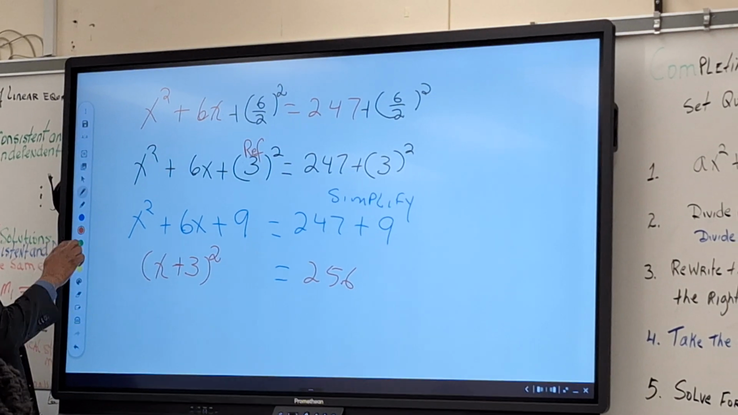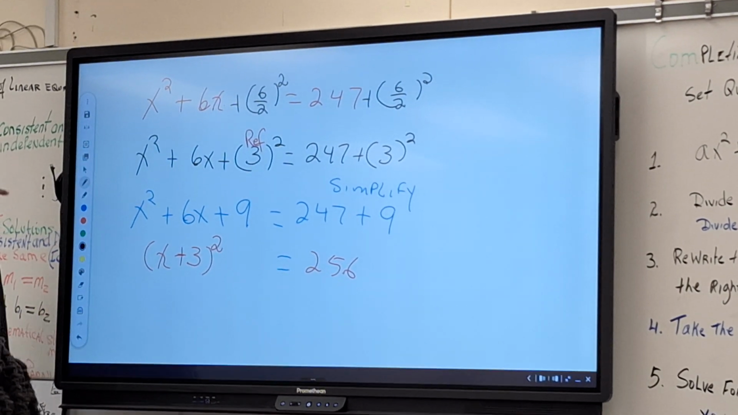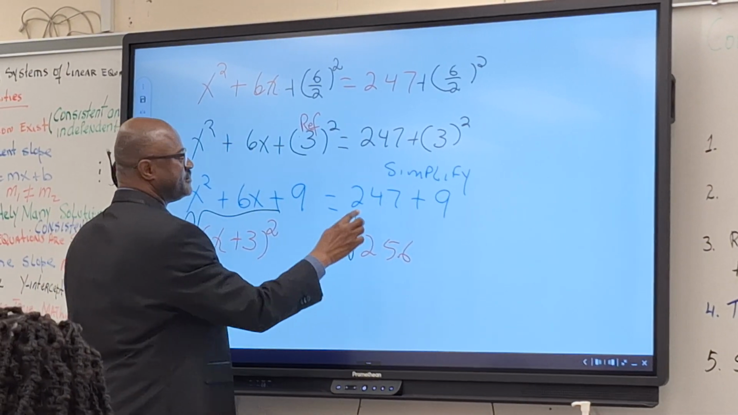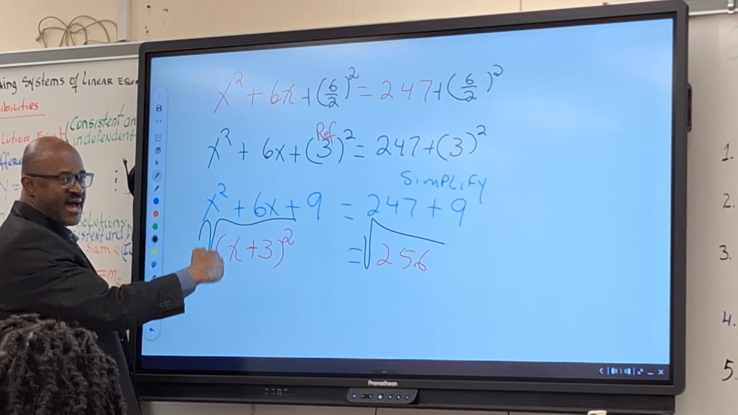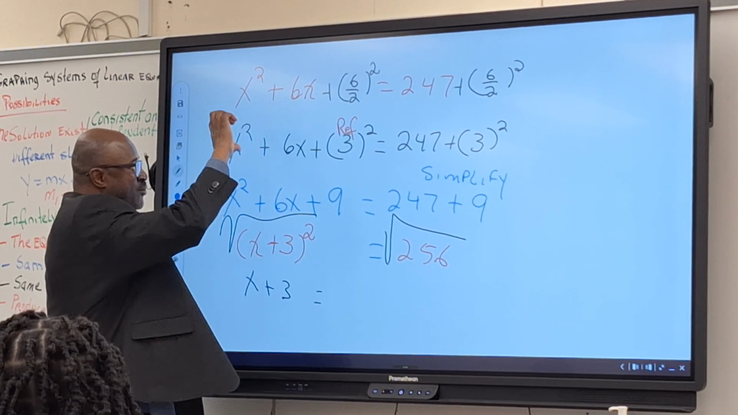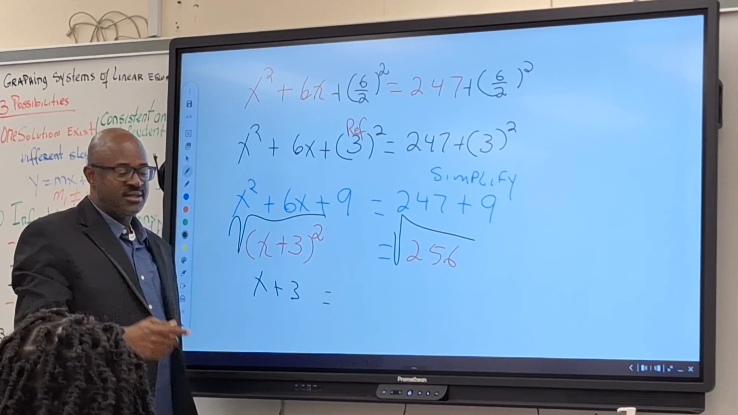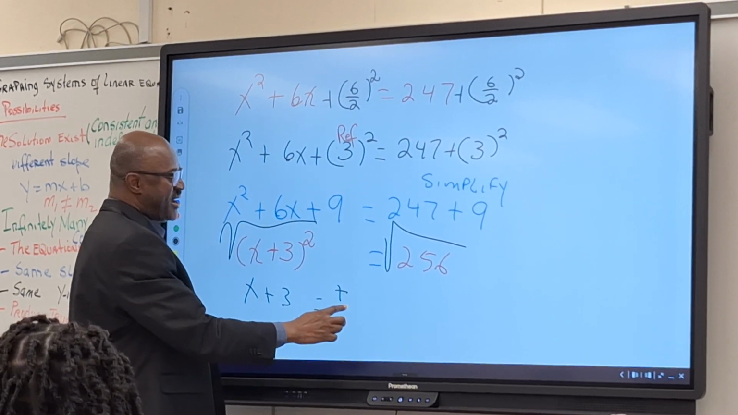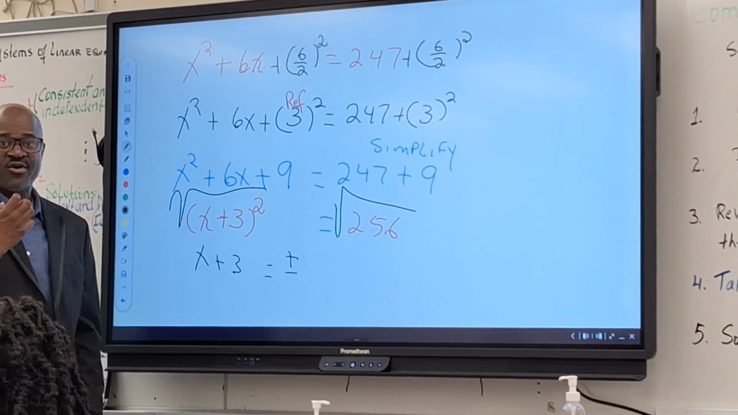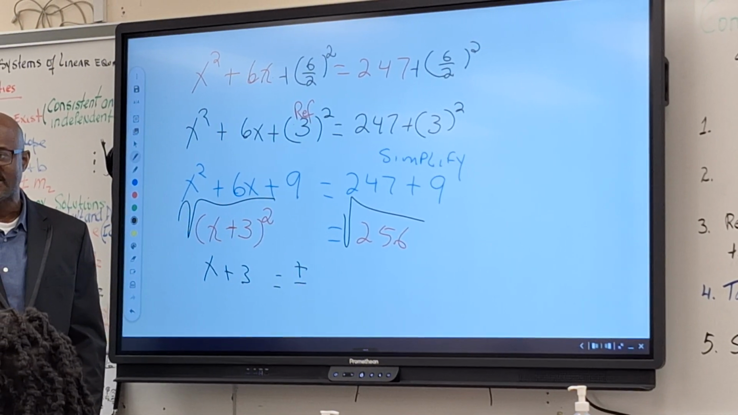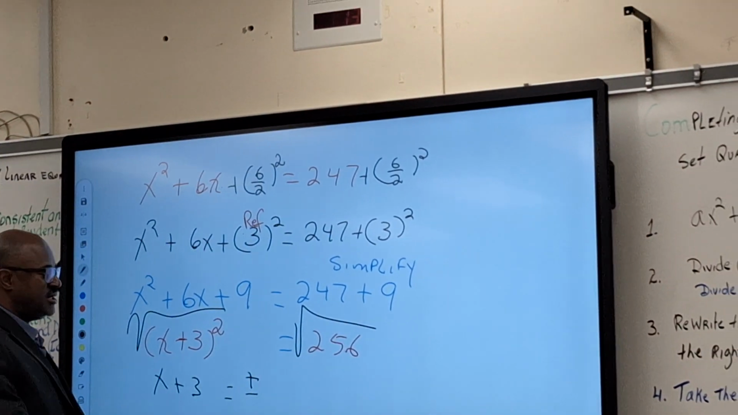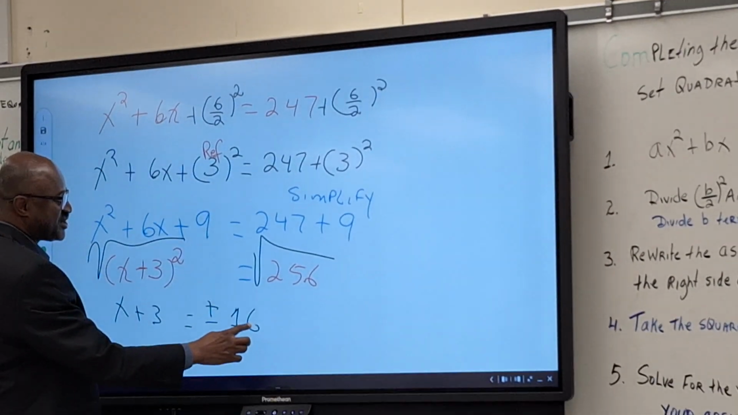Then the next step is to take the square root of each side. Not square it, but take the square root of it. Then this is going to come down as is, as x plus 3. Be careful, since it's something squared, you are expecting to get 2 answers. Then you have to bring plus or minus. This is a perfect square, and you take the square root of 256. Either you know it or use a calculator. What is the square root of 256? It's 16. It's a perfect square.